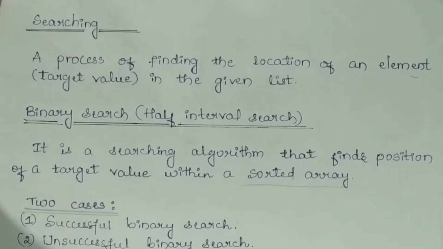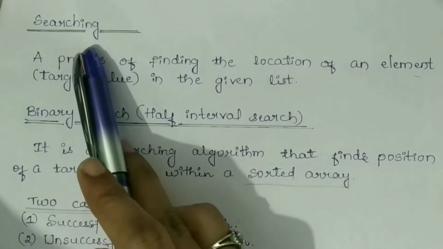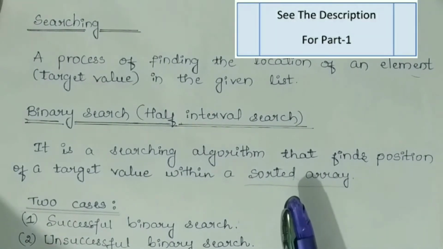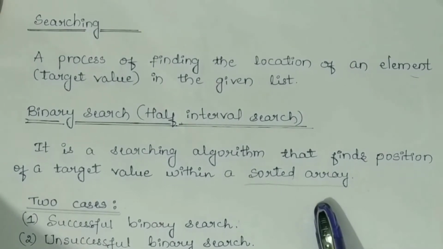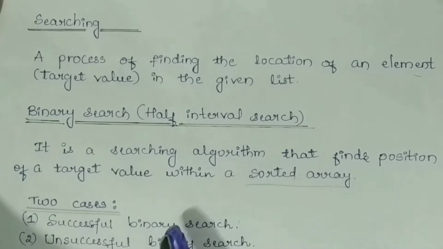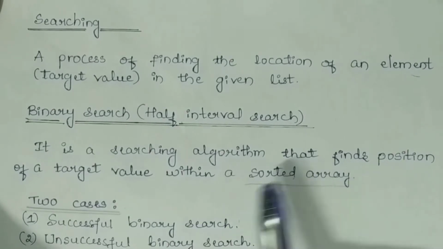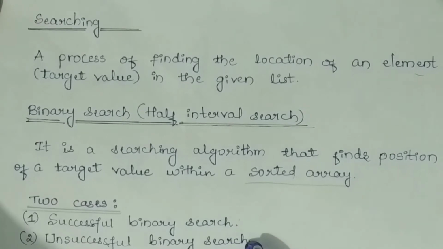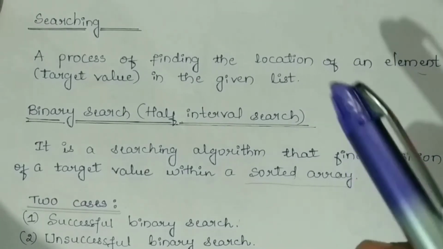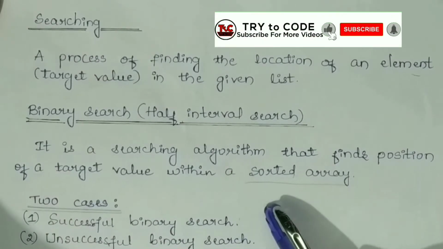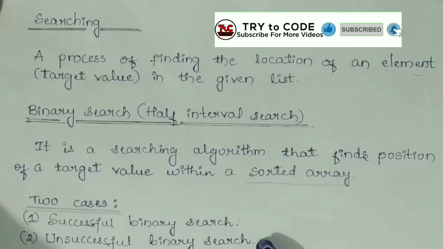In the previous video, we had a look at the meaning of searching and binary search. For the binary search algorithm, we need a sorted array. If the data is sorted, we can apply binary search for better and faster results. There may be two cases: one is successful binary search and another is unsuccessful binary search. In the previous video, I analyzed successful binary search, and today I am going to analyze unsuccessful binary search.